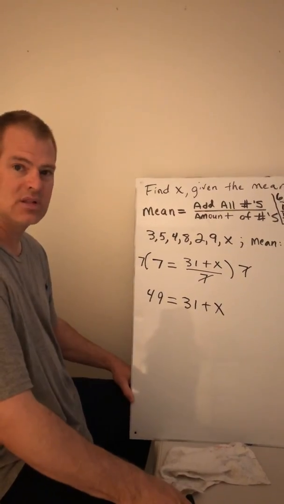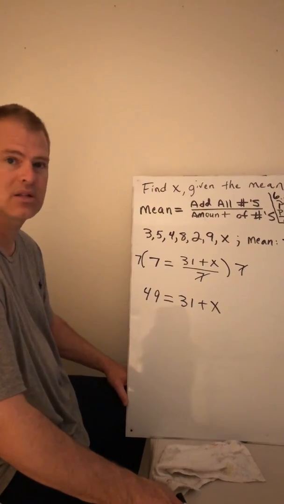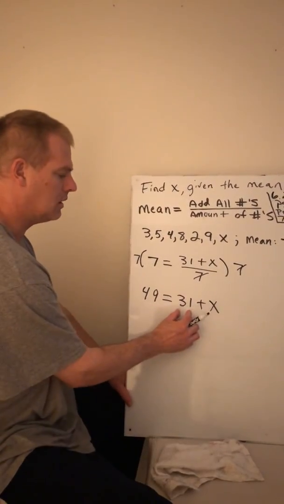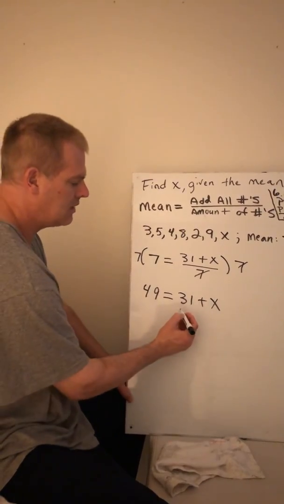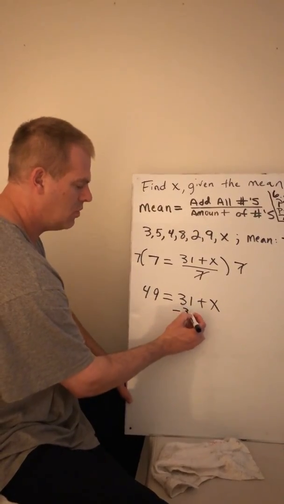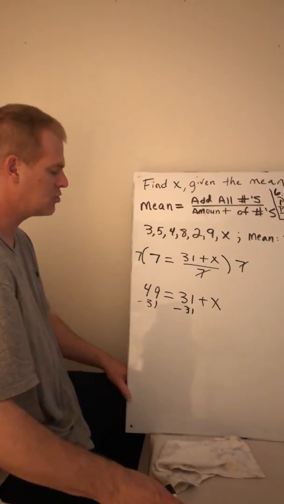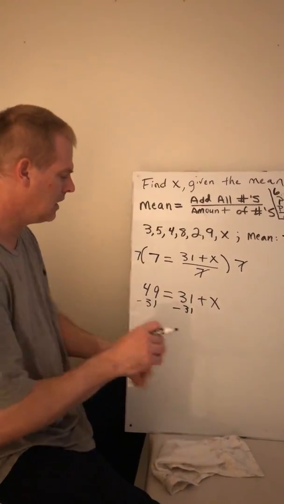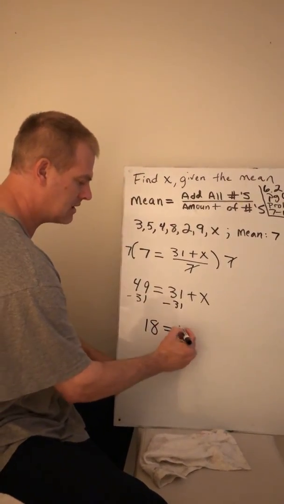Well, how do we solve for x? Well, I have to get rid of the number that's closest to x, which is the 31. Well, what's the opposite of positive 31? It is negative 31. So I subtract 31 from both sides. Okay, so as I subtract 31 from both sides, I get 18 equals x.